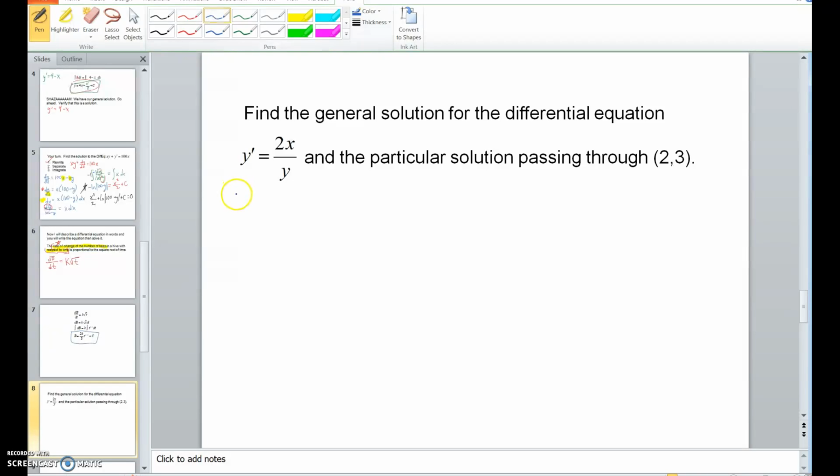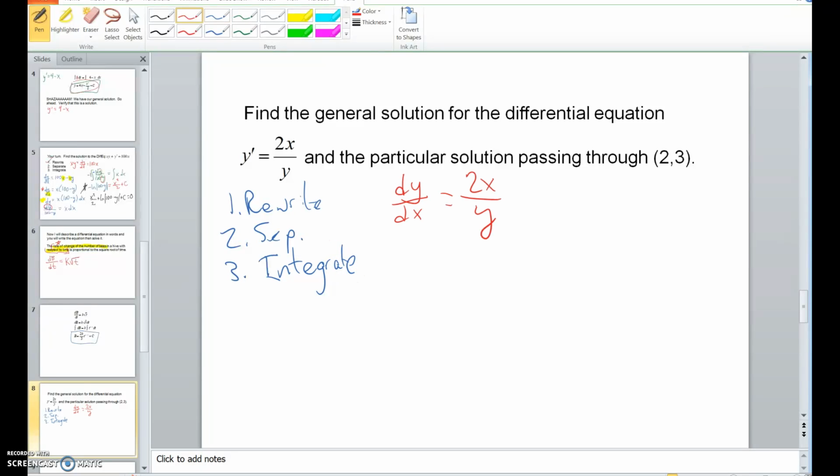So go ahead and do the 3 steps. Let's rewrite, separate, and integrate. So go ahead and rewrite this so that y prime is replaced with dy dx. All right, so we get dy dx equals 2x over y. Now go ahead and separate it. So figure out what you get when you separate the 2 variables. Y dy equals 2x dx. All right, that's what we get when we separate.